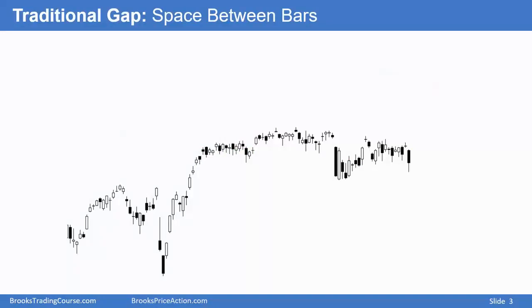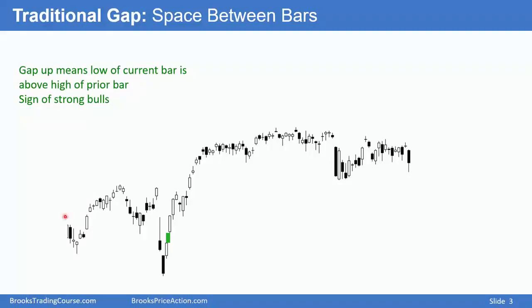I want to talk a little bit about traditional gaps. For example, this is a daily chart. It does not matter what market, but it's a daily chart. You can see that the low of this big bull trend bar did not fall above the high of the prior bar. That is a traditional gap between the low of a bar and the high of the prior bar. That's a gap up. A gap down is a space between the low of a bar and the high of a bar right here. A gap up is a sign of strong bulls.